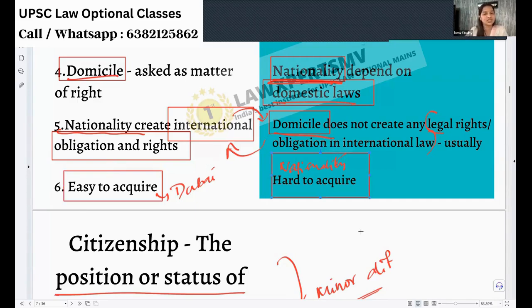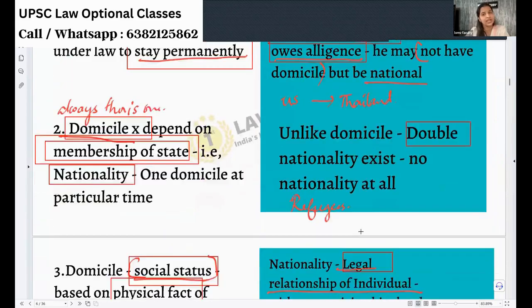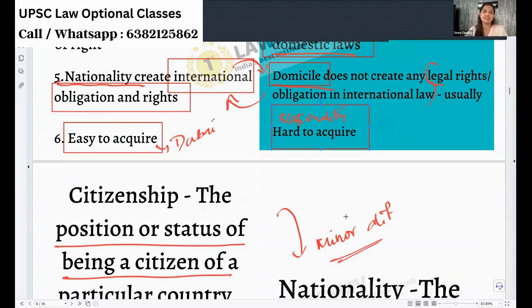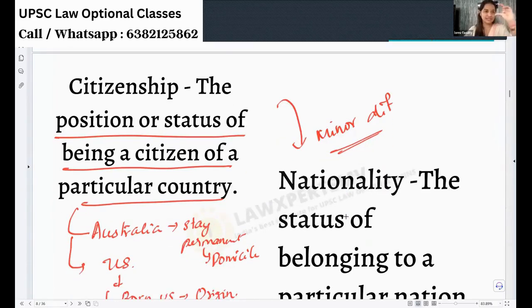Now I have given you 6 differentiations, and finally you give an example under each and finish off your answer. You will get good marks. And remember, even for differentiations, you must give an introduction and a conclusion. Very important. Okay. Now we are going to differentiate the slightest difference between citizenship and nationality. Citizenship is the position of being a citizen of a particular country.